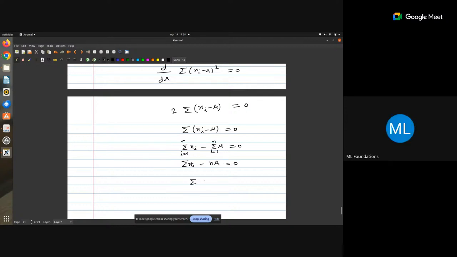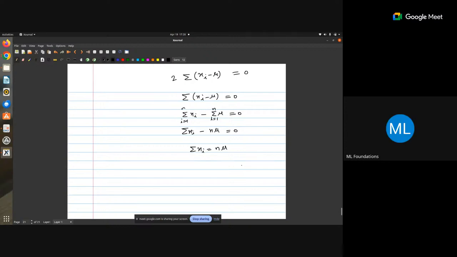Why can't we have summation n times xi? No, xi is different. It's changing, no? x1, x2, x3 are different. In the summation, mu remains the same. So yes, we can try.